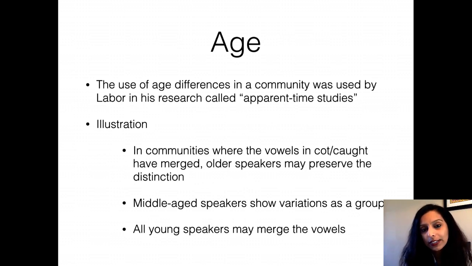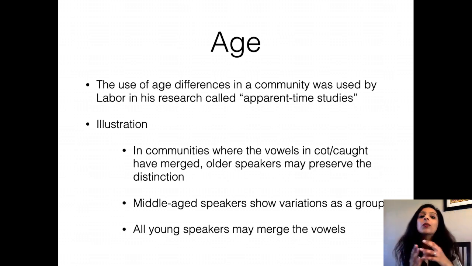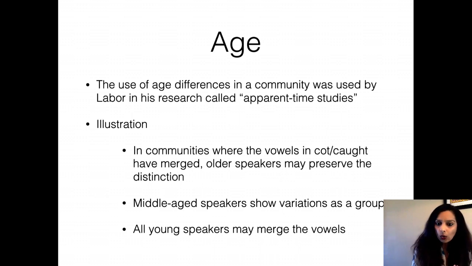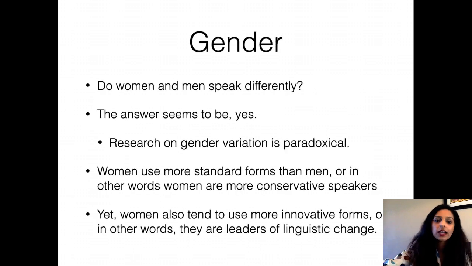Labov used a kind of study called apparent time studies to illustrate this change. He looked at the vowels in COT and CAUGHT, and you can see there was a lot of variation within age. Older speakers kept the distinction between COT and CAUGHT. Middle-aged groups show variation as a group, and then all young speakers merge COT and CAUGHT. So depending on age, you either merge the two vowels or keep them distinct.